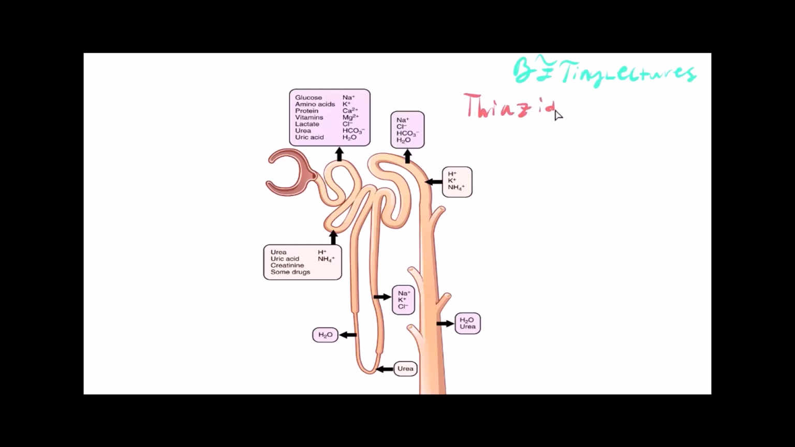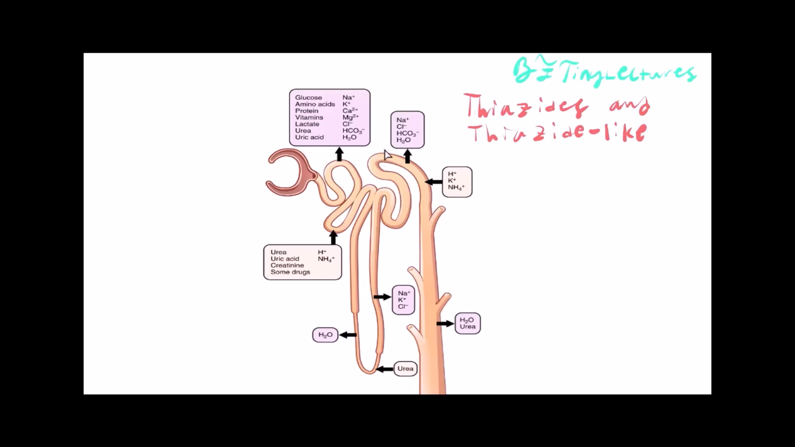thiazide and thiazide-like. And thiazide-like just means that it's a medication that acts the same way as a thiazide drug does, but it has a different structure and it doesn't interact with the body as a thiazide does. So it's kind of like a little cousin of a thiazide. Anyways, these drugs are going to prevent the secretion of sodium and chloride. But how do we do that?